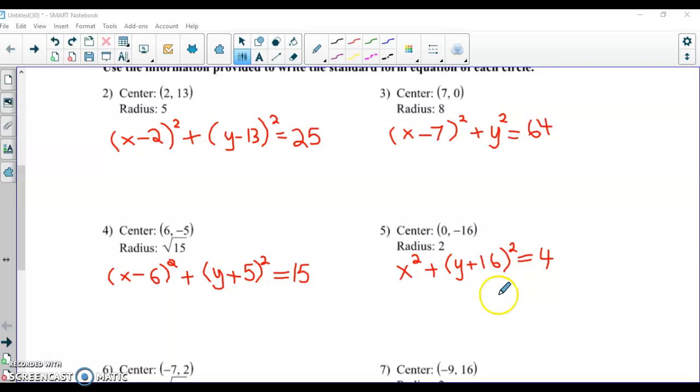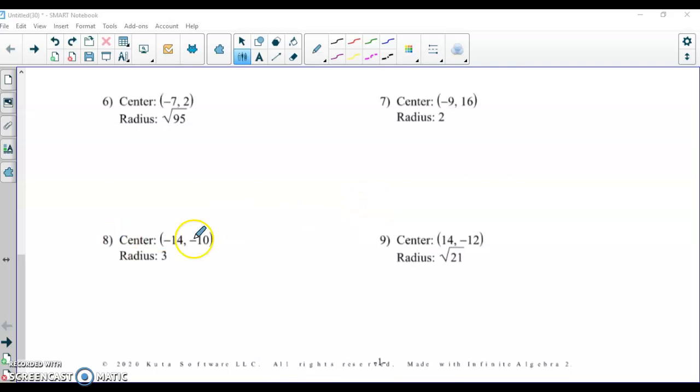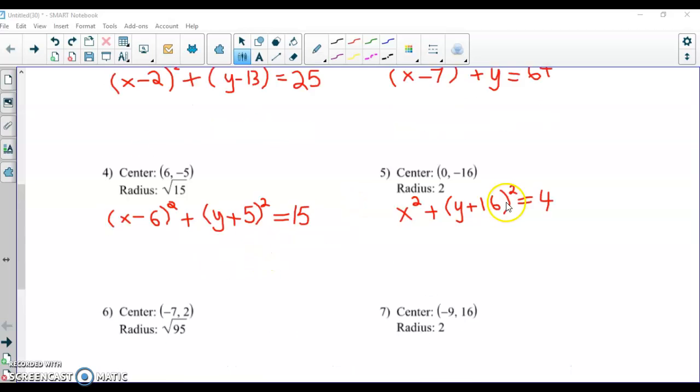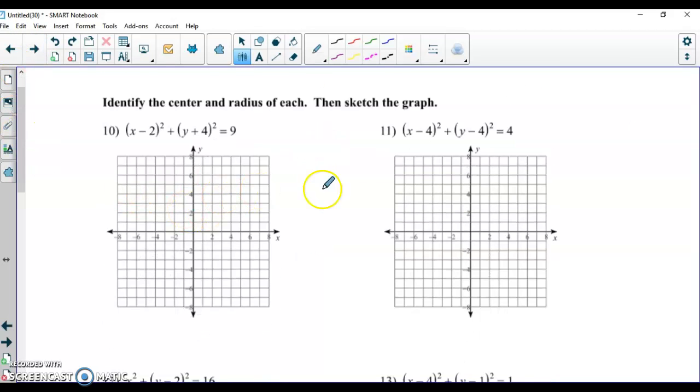That goes there. Okay, so what you're going to do is go ahead and continue working here. So you'll do these last 4 on your own. And then when you're ready, you're going to go ahead and hit play, and then we're going to graph these together.